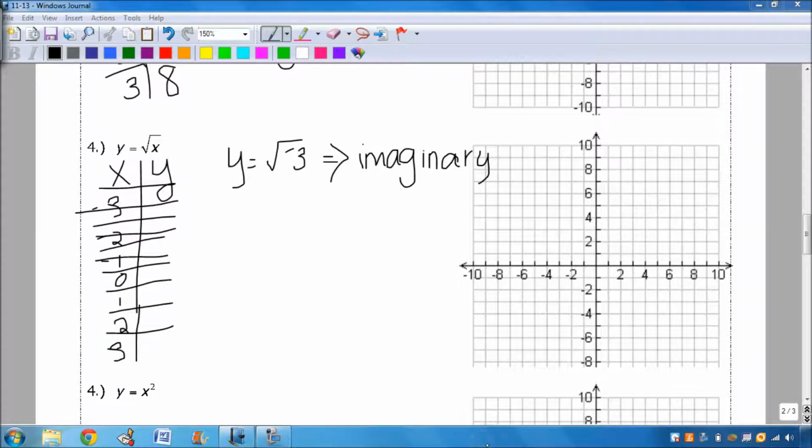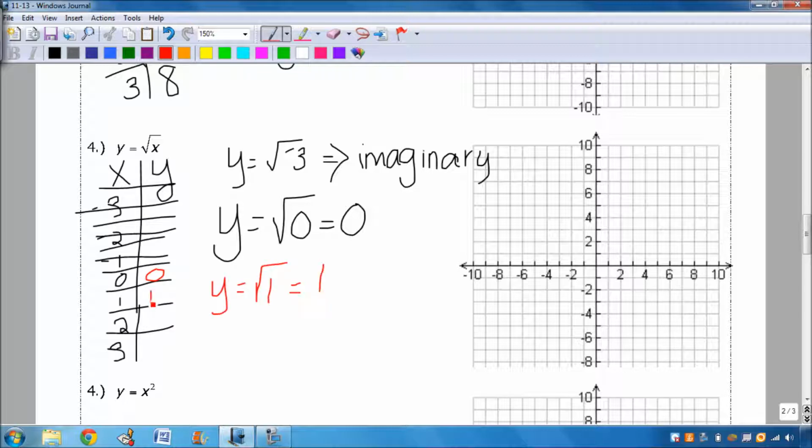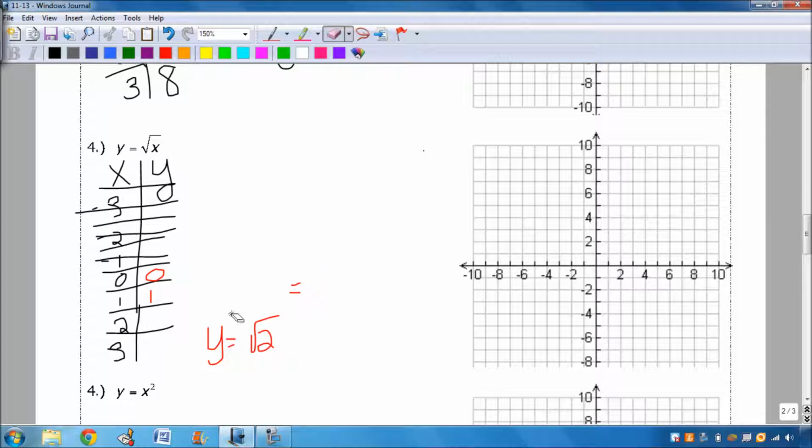So now when I want to take the square root of 0, that's possible. You end up getting 0. So this value right here will equal 0. The square root of 1 is equal to 1, so this value right here is 1. Now I get to the square root of 2, and I get an irrational number. So I don't want to deal with that either. For this type of problem, it's a good idea to be pretty strategic about what x values you place in your table of values.